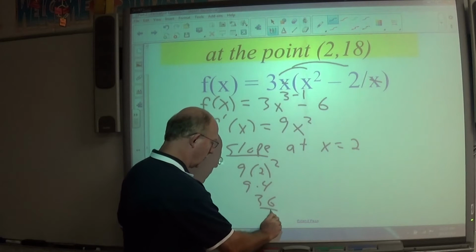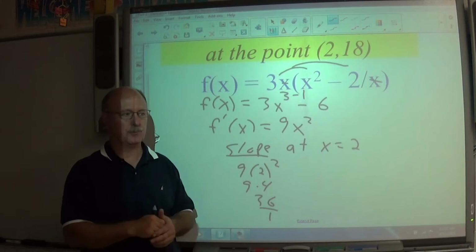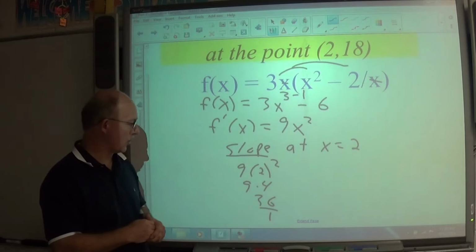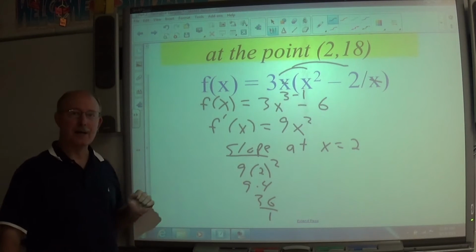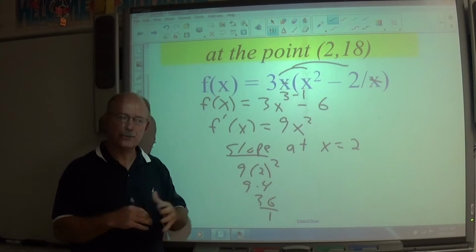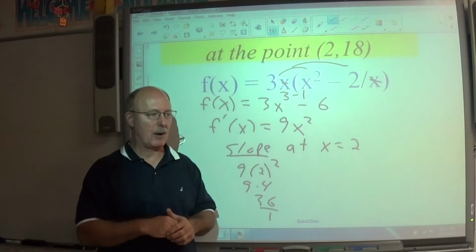That would be 36 over 1. That would be a rise of 36 and a run of 2. So that would be the slope of your tangent line to your curve, 36. Okay, let's try our next problem. So we have several more problems we're doing. We're just doing some examples of using the general power rule for derivatives.